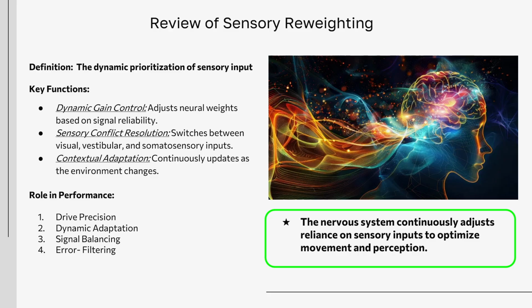Its role in performance is driving precision, dynamic adaptation, balancing signals, and error filtering. Put simply, the nervous system continually adjusts reliance on sensory inputs to optimize movement and perception. Sensory reweighting is how we understand not only what we're doing, but how to keep doing it and how to adapt to the world around us. And when it is impaired, our capacities for adaptation significantly reduce.